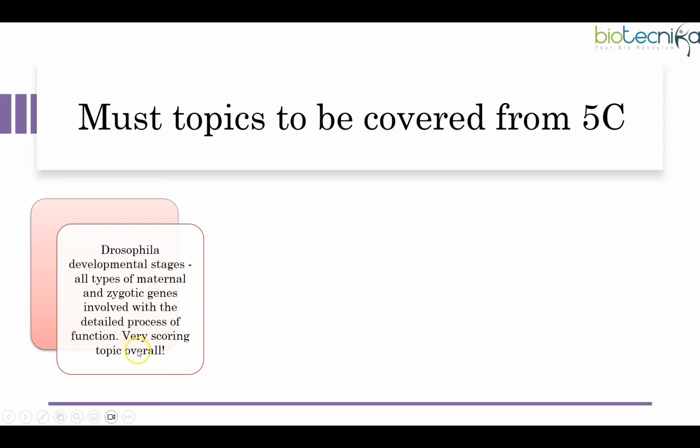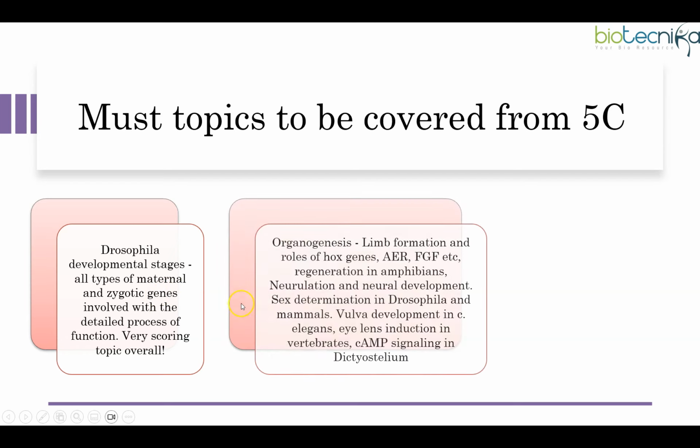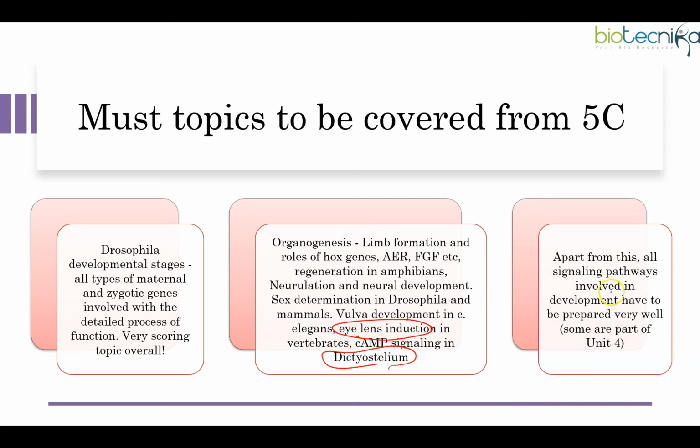And this is a very scoring topic because definitely questions will be there from some part of it, either the genes or the organogenesis part: organogenesis, limb formation, role of Hox genes, then in limb formation, AER, apical ectodermal ridge, fibroblast growth factor, then regeneration in amphibians, neurulation, neural development, sex determination, vulva development. Sometimes eye-lens induction questions also come, and as I say, sometimes CAM signaling also will come. Apart from this, all signaling pathways have to be prepared very well, right?